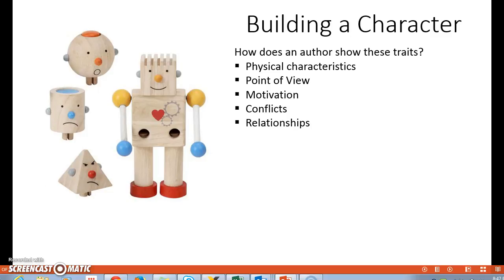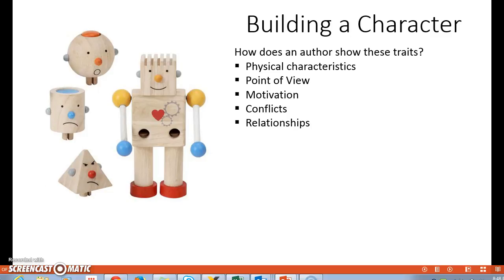Their point of view, right, how they feel about things is really key. What motivates them? What's happened to them maybe in the past to make them act the way that they do? Their conflicts. Now, they could have internal conflicts, so some sort of conflict within themselves, or they could have an external conflict with other characters. And those conflicts will say a lot about who that character is.